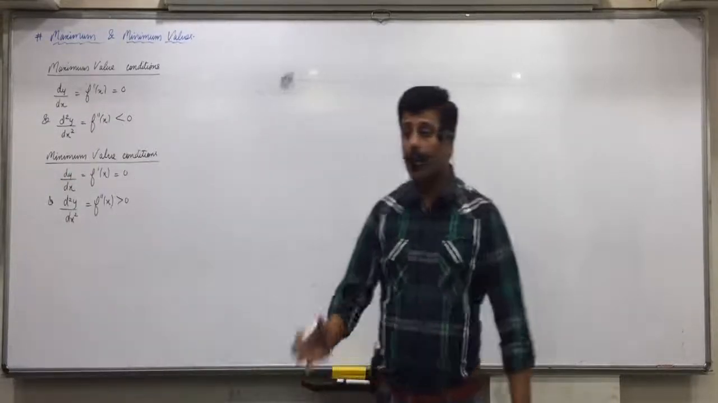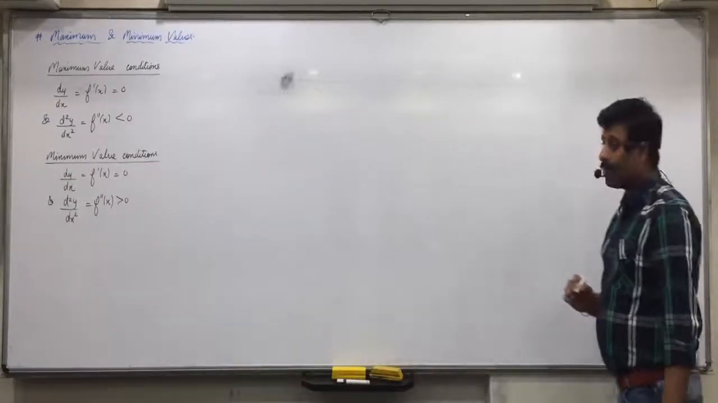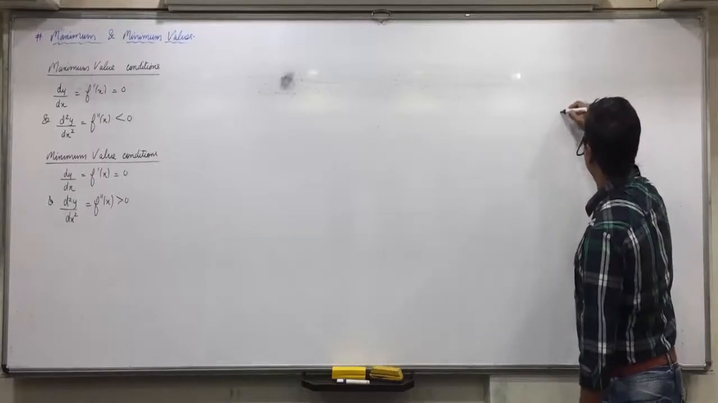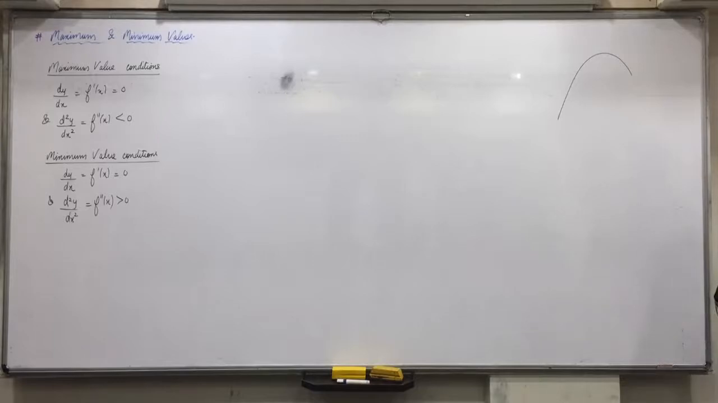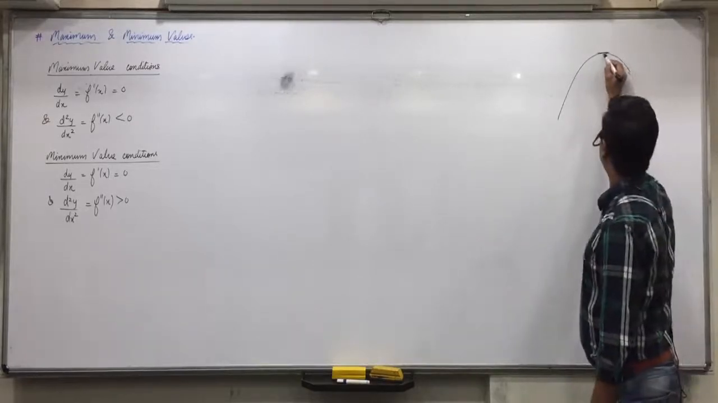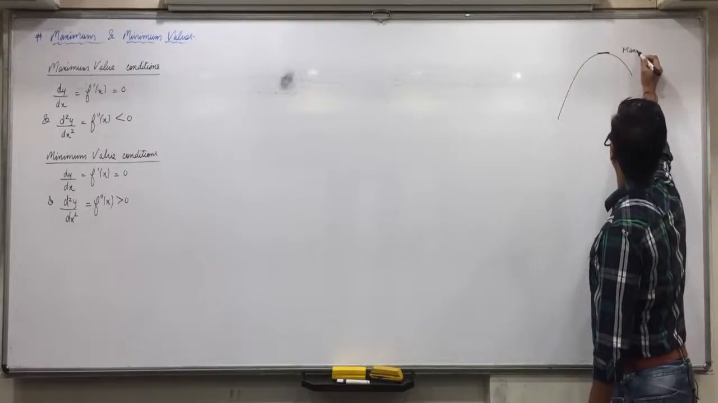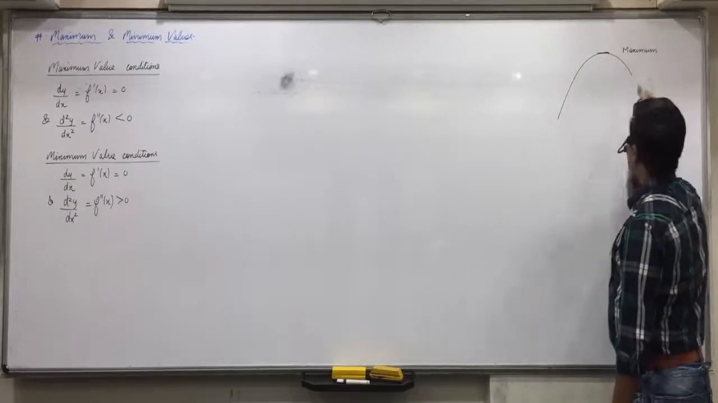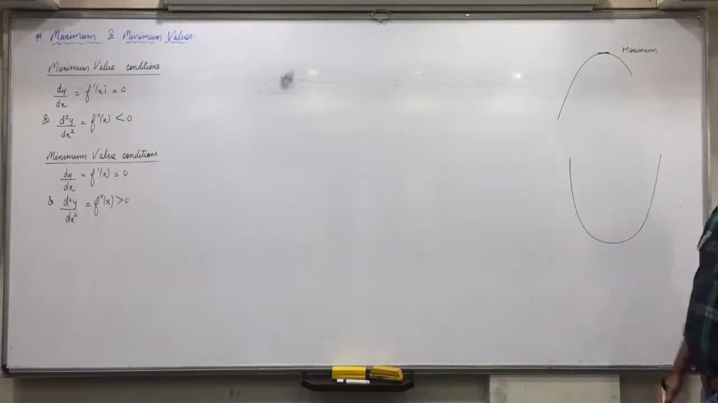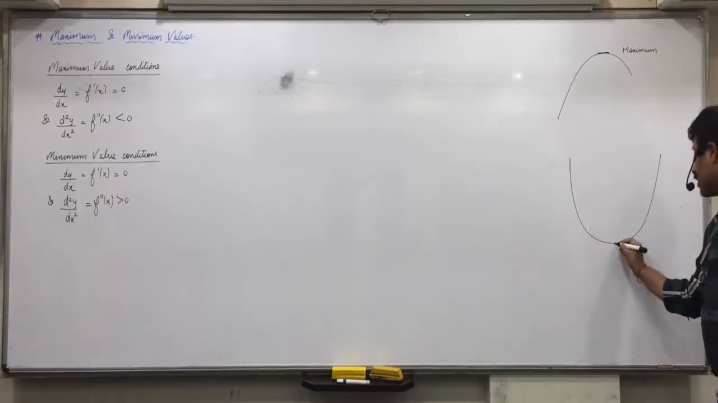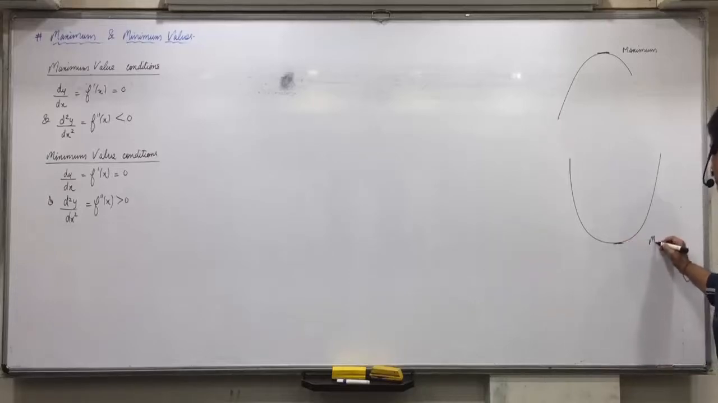If I talk in terms of revenue, then you would have studied that the total revenue function in economics is always of this kind. Here the value is maximum. And you would have studied that the average cost curve is U-shaped. Here the cost is minimum.